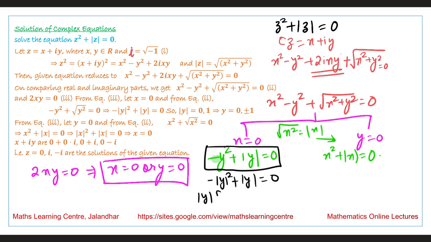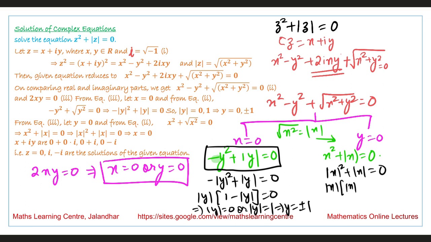If we take mod of y common, we are left with 1 minus mod y is equal to 0. So this implies mod y is equal to 0 or mod of y is equal to 1, so y is equal to plus minus 1. For the second part, we have mod of x square plus mod x is equal to 0. If we take mod x common, we are left with mod x plus 1 is equal to 0, and mod x plus 1 is equal to 0 cannot have any solution because mod x is positive. We cannot add 1 to any positive number to get the answer 0.